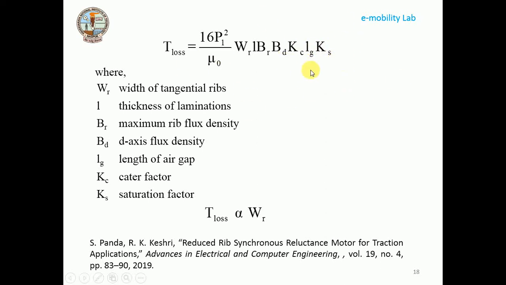if you take all these constant, then you can see the torque loss is directly proportional to the width of these tangential ribs. Okay. So if you decrease the width of tangential ribs, the torque is going to increase, but the rotor will suffer from fatigue, right? If you increase it, the rotor will be robust, but the torque loss is going to be high. So what should we do?